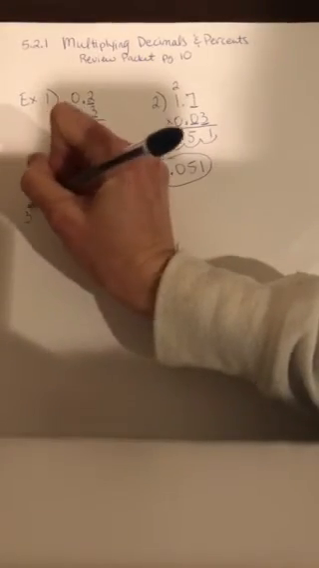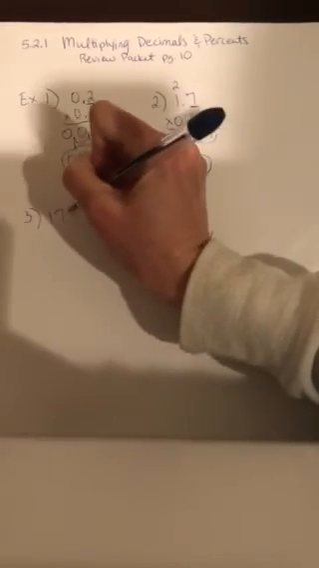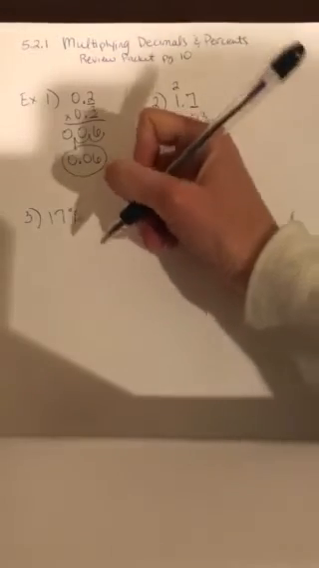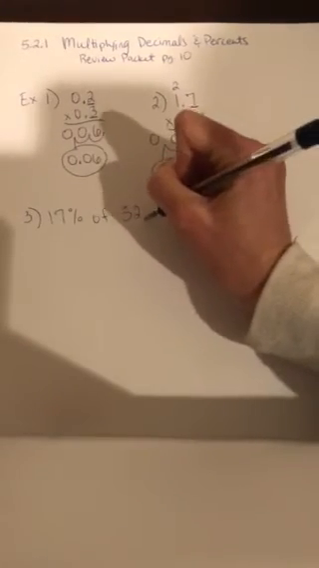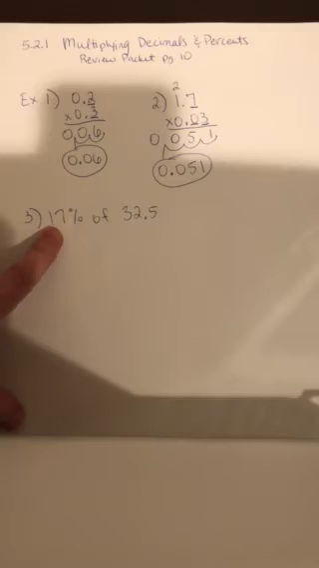Example 3 deals with a percent. So we're going to calculate 17% of 32 5/10. We're doing this without using a calculator. Now, when we calculate percent, we can't multiply a percent times a decimal. We have to make them both decimals.